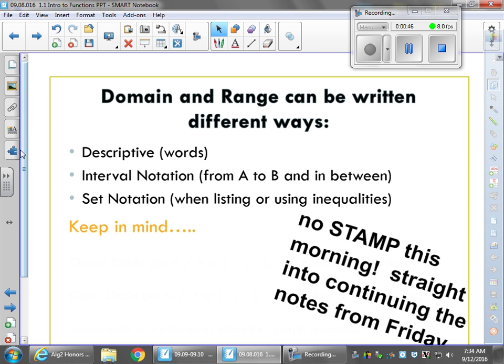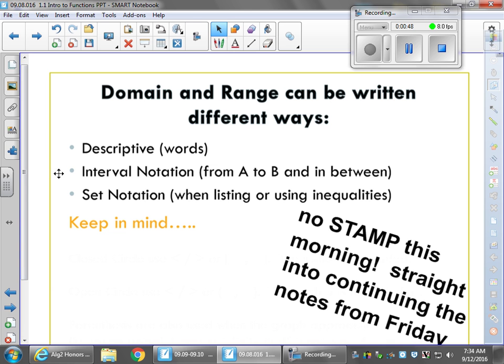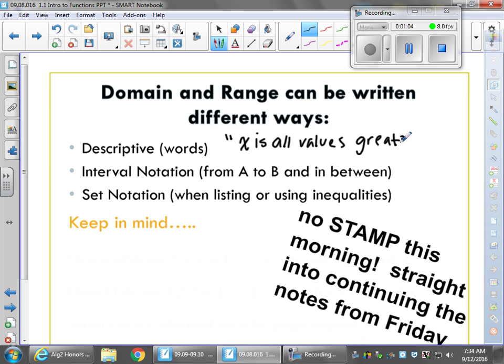So to start off our notes for today, we're going to discuss different ways of writing domain and range. We have three specific ways. We can use words, such as x is all values greater than 2. And then we have these two options, interval and set notation.